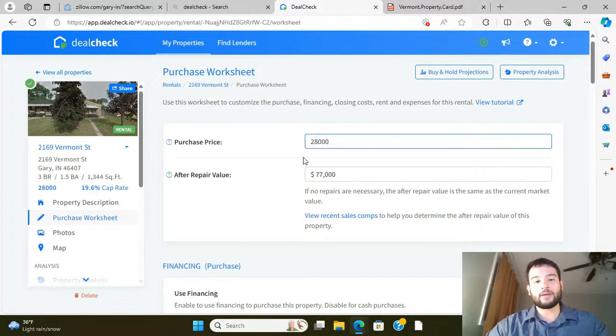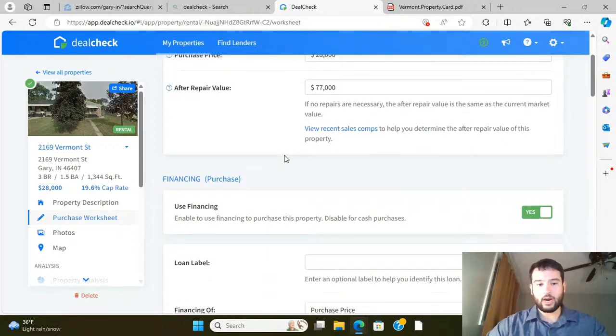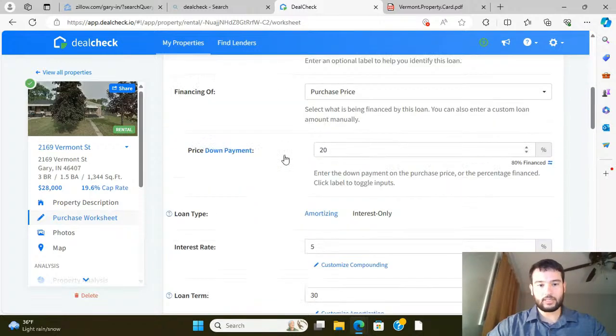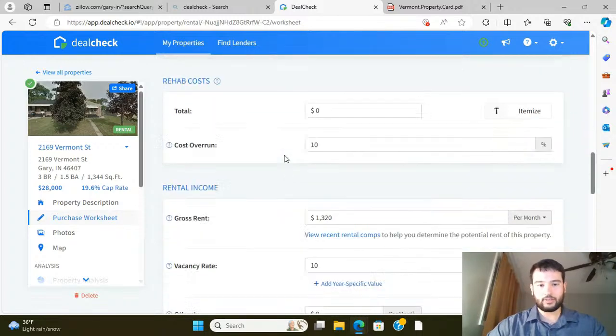So, okay, if I was you guys, I'd probably offer at 28,000. Max would be 33 because we've seen it sold at 33. That's probably where I would be at. Now let's see here. Loan terms, yeah, your standard.